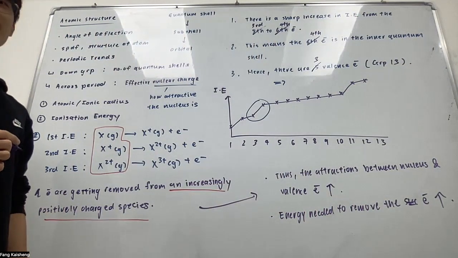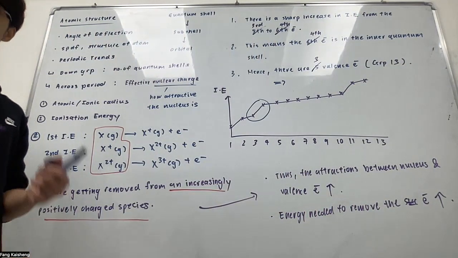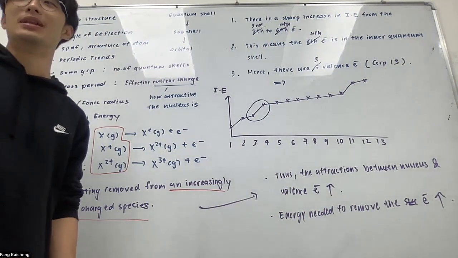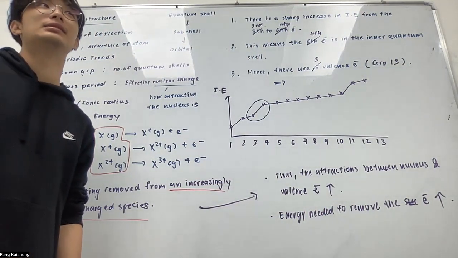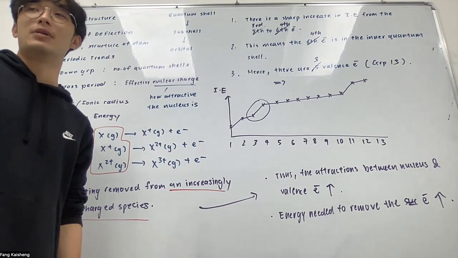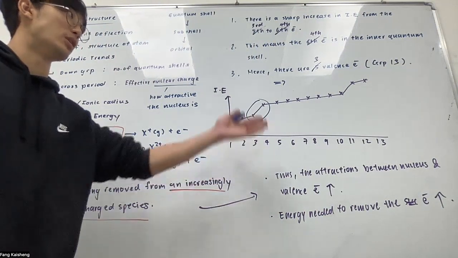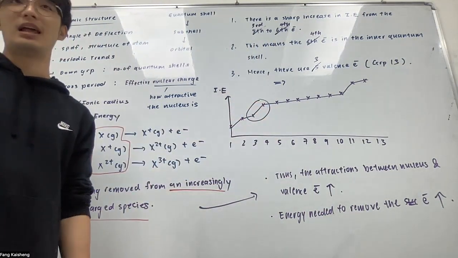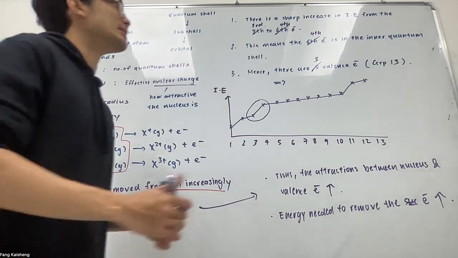So what element is this? What's the first element in group 13? Okay, boron. Can it be boron? Because boron only has 5 electrons, right? But you can manage to remove 13 from this one. So what's another answer? Aluminium. That's the answer here.